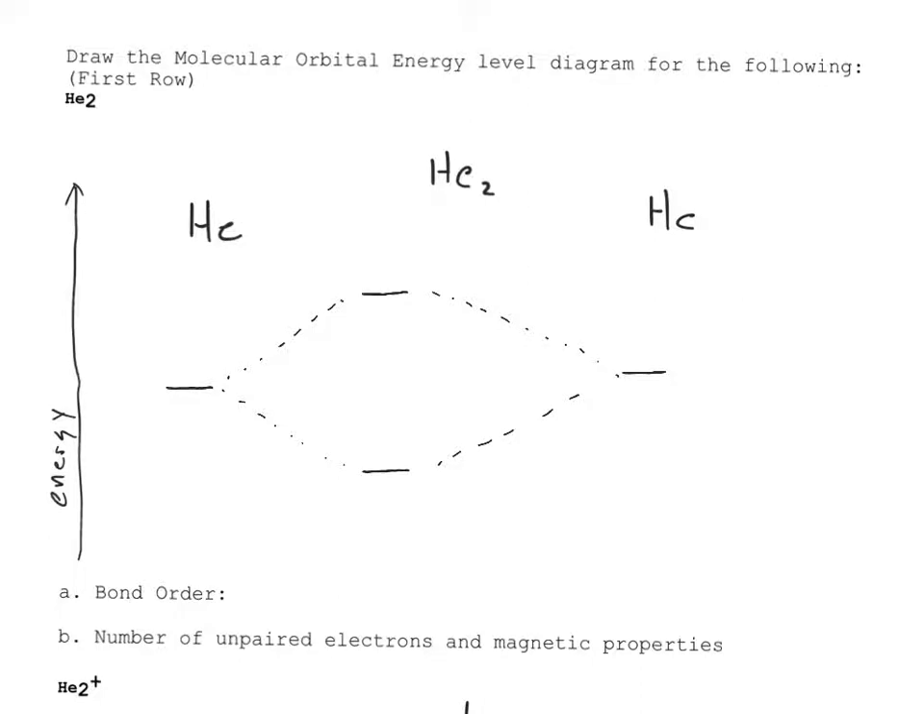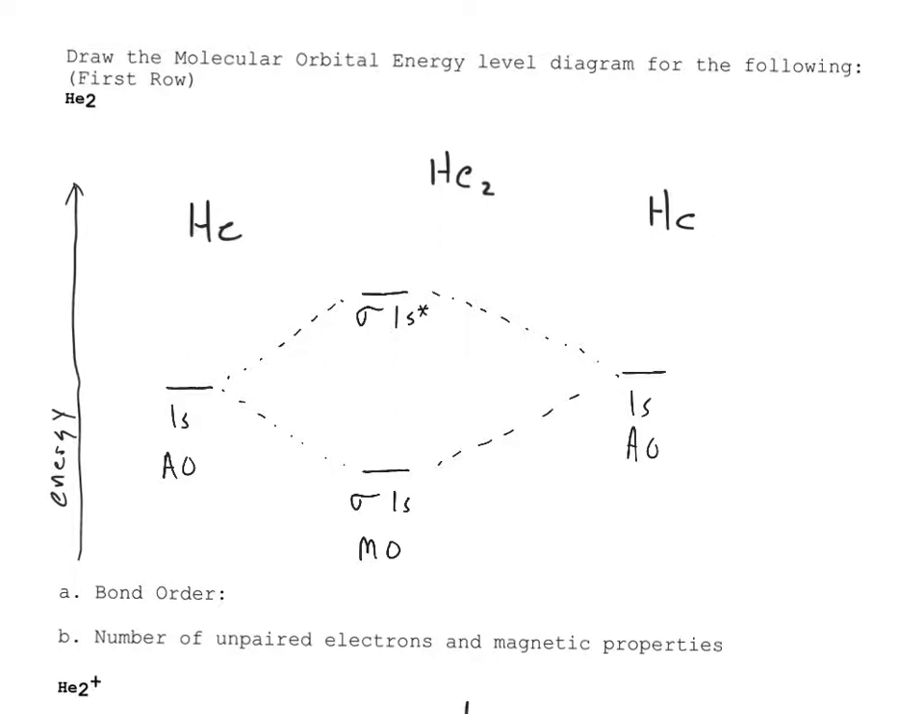So this is the 1s atomic orbital. This is going to be the sigma 1s, it's a sigma bond, molecular orbital. Up on top here would be the sigma 1s star molecular orbital. So down here we've got a bonding orbital, and right here we have an antibonding orbital.